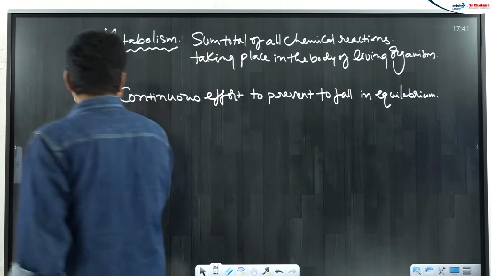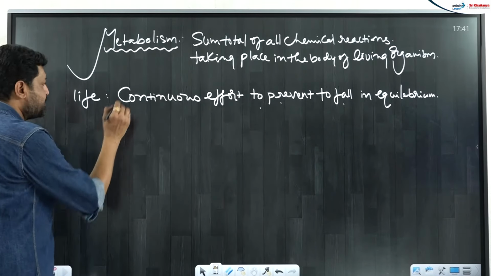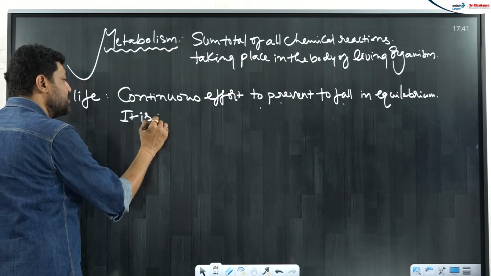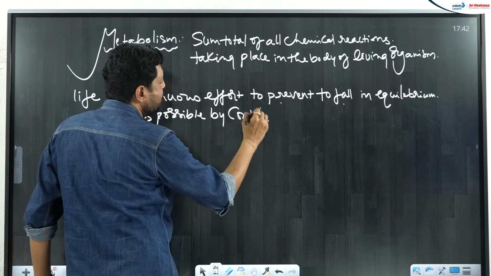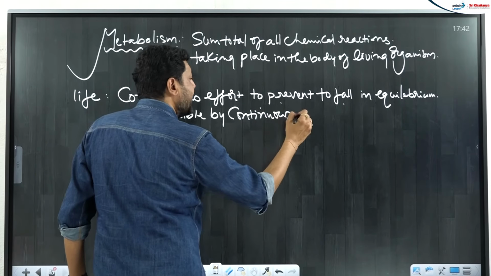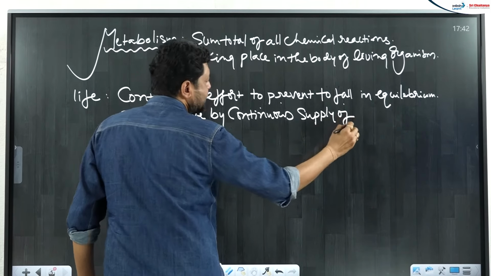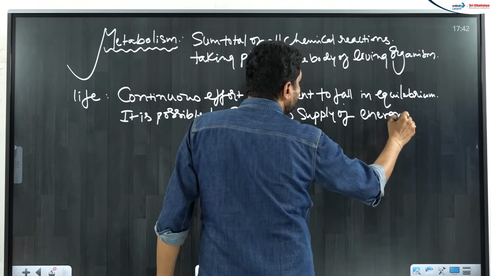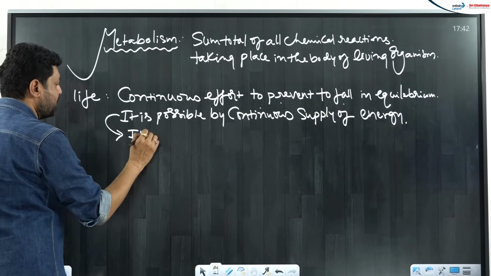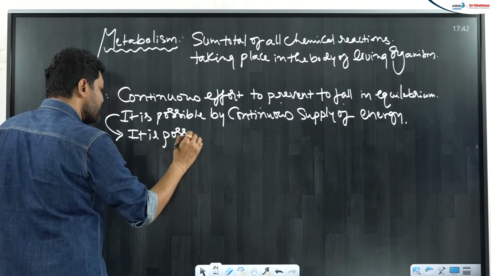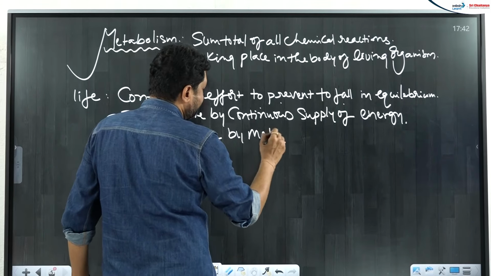So now what is life? A continuous effort to prevent falling into equilibrium. It is possible by continuous energy supply, continuous supply of energy. Was it clear? Continuous supply of energy is possible by metabolism.